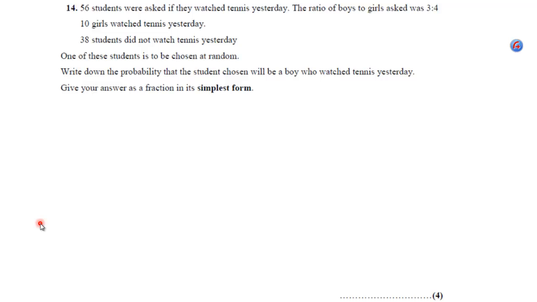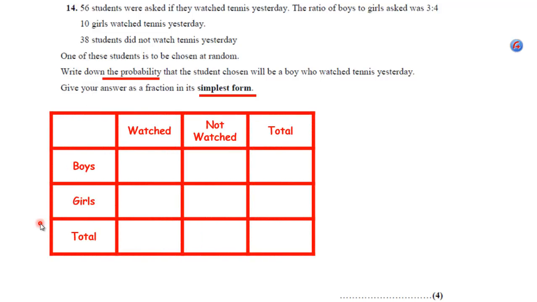One of the students is chosen at random. Write down the probability that a student chosen at random will be a boy who watched tennis yesterday. Okay, and they want us to give the answer in the simplest form. So going back to the beginning, it says 56 students were asked if they watched tennis yesterday. The ratio of boys to girls was 3 to 4. 10 girls watch tennis, and so on. So you get the idea that it should be a two-way table.